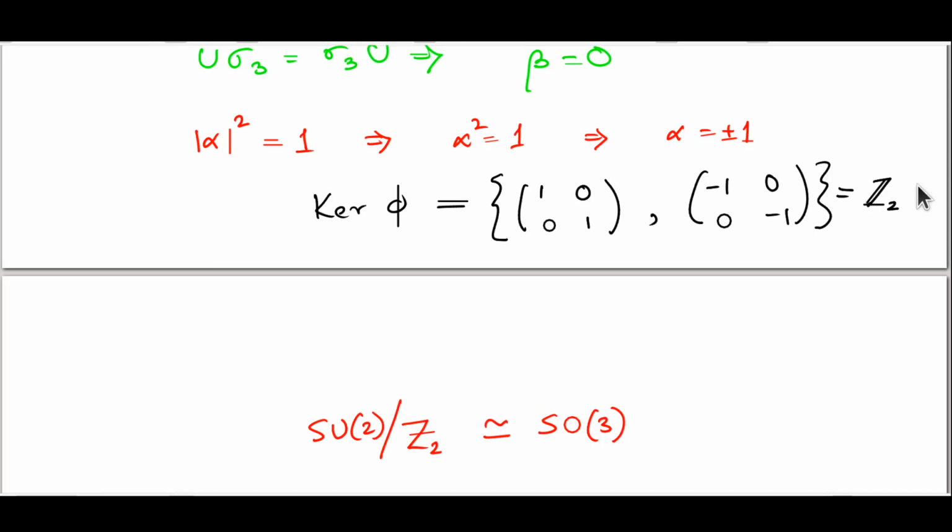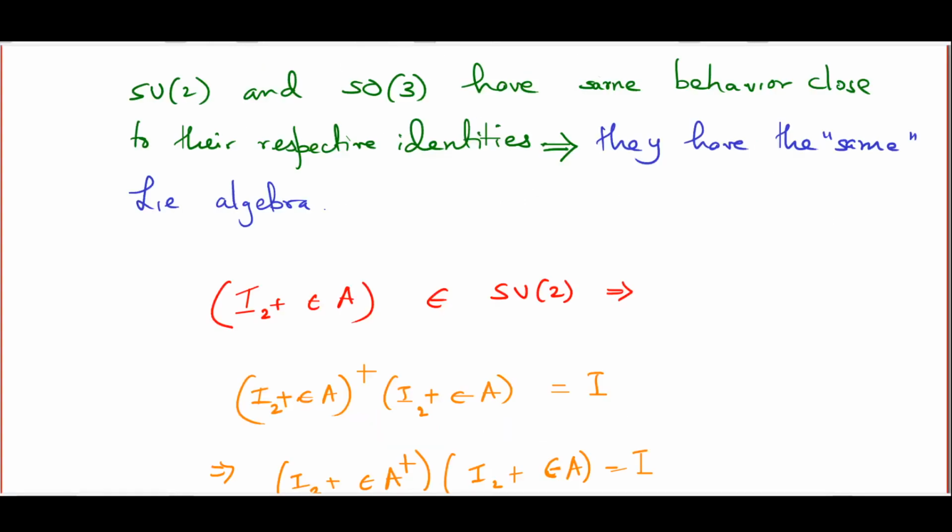And in that sense, SU2 is almost the same as SO3, but not quite, because of this 2-to-1-ness of the map. Indeed, the similarity of the two groups SU2 and SO3 becomes even more apparent if you just look at their elements which are very close to the identity. Their respective identities: the 2x2 identity for SU2 and the 3x3 identity for SO3. In fact, what we can say is that they have the same Lie algebra. We have not defined the Lie algebra formally for general Lie groups yet in this lecture. We will do that in the next one.